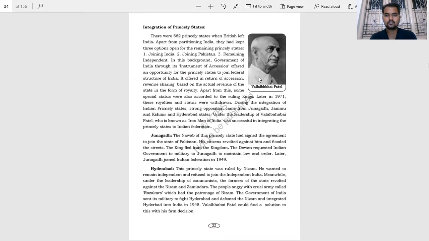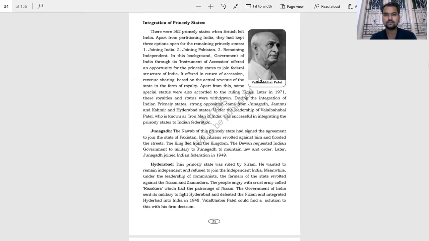Once we got freedom, the Britishers gave three options to the princely states. We had 562 princely states in India, and we know that the majority of them were very loyal to the British government. So while going back, the Britishers also gave a gift to these princely states: they had three options. One is joining India. Or they can become a part of Pakistan. Then third, which was very dangerous, they can remain independent.